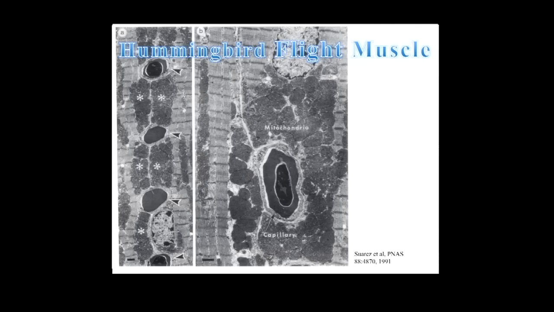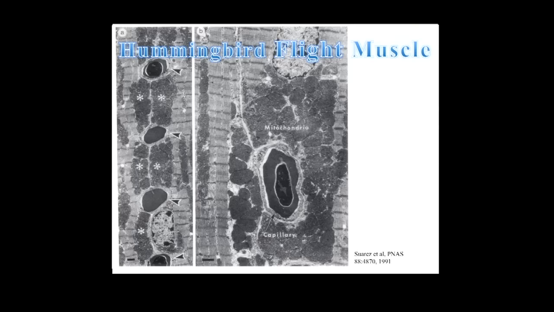Now this is probably my favorite one. This is a hummingbird flight muscle. A hummingbird beats its wings 300 times a second and can stop and hover in the air. And this is really impressive. These are capillaries. And here's the mitochondria. Between the capillaries is a nucleus of a cell. And there's the muscle cells. Here you have more mitochondria than you have muscle. That makes sense if you think about it, right?